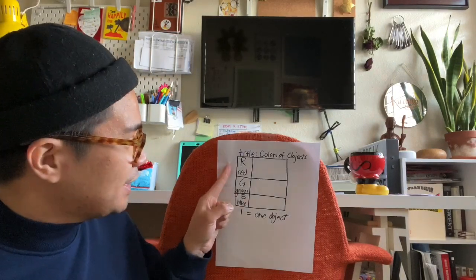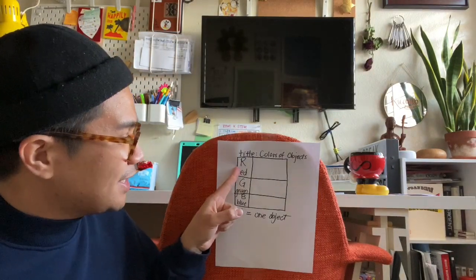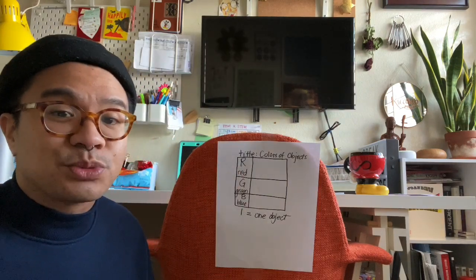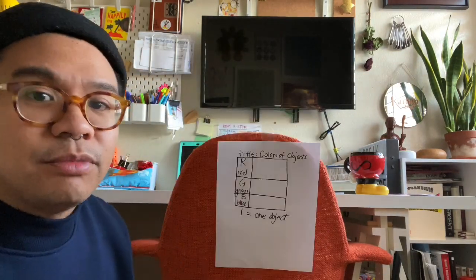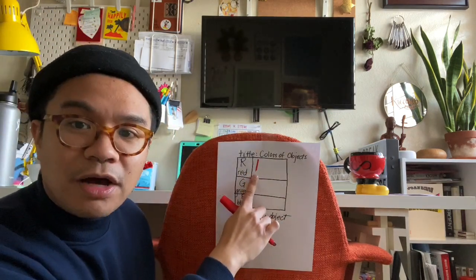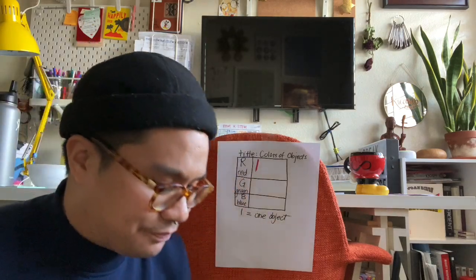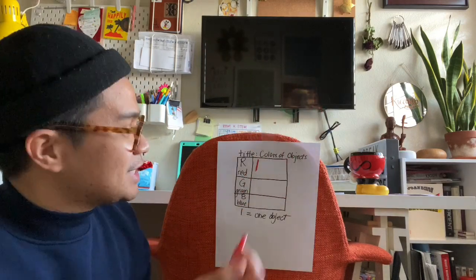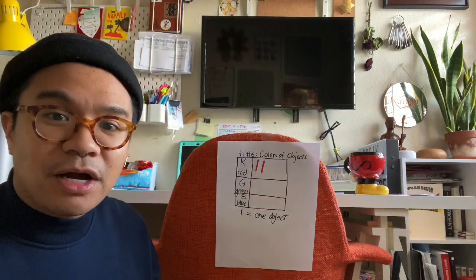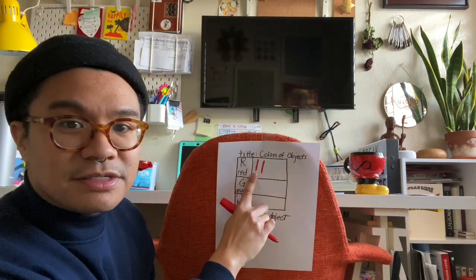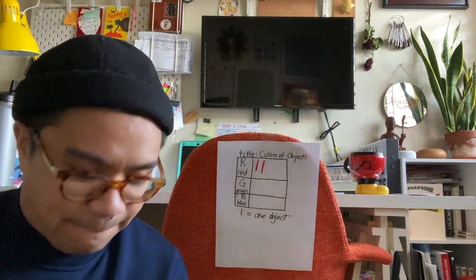Now I'm gonna look at each of my categories, and I'm gonna start with the red category. And I'm gonna draw a tally for every object that I have that's red. So here's one red object, and I'm gonna draw one red tally. So far, I have one object that is red. Here are some red scissors. So I'm gonna draw another tally. How many objects do I have now that are red? I have one object, two objects that are red.